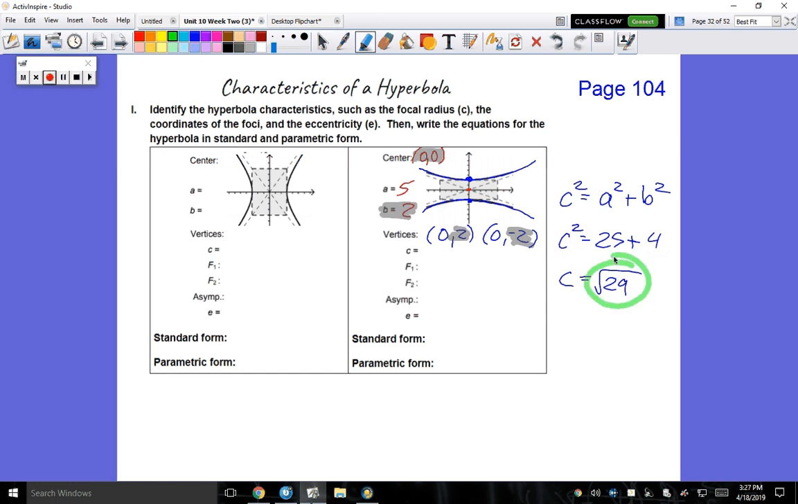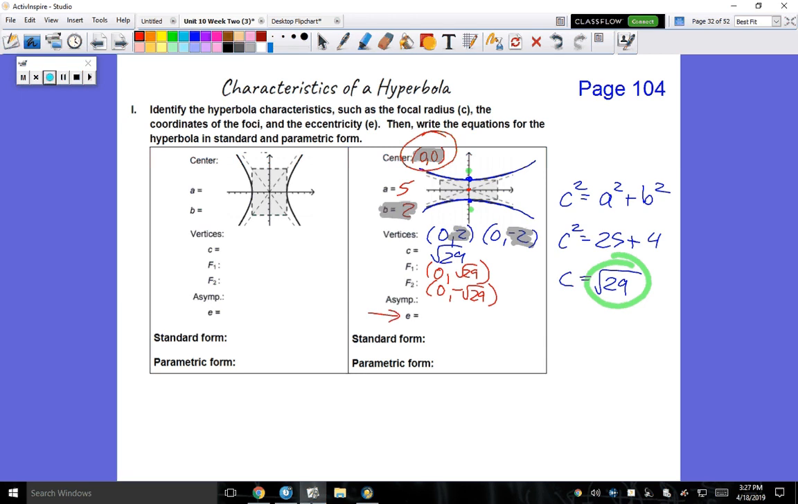So, I'm going to go what directions from the center this much? Up or down? Up and down, or left and right? Up and down. So that I would be here and here for the foci for each one. Okay? So we have root 29. Now, if I go up root 29 from this, I would have 0, root 29. If I go down, I would have 0, negative root 29. Okay?